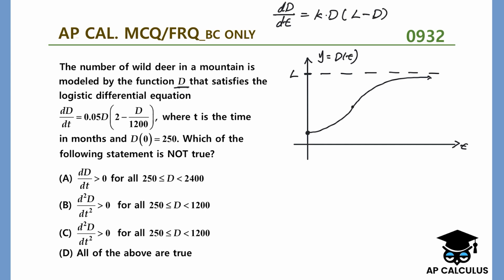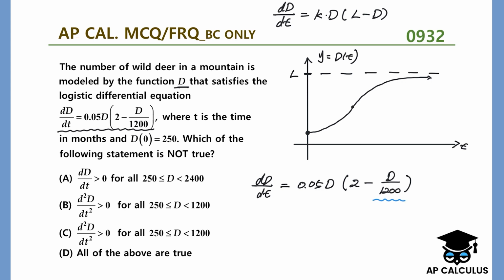Here we have dd/dt equals 0.05 d times (2 minus d over 1200), right? What I'm going to do now is factor 1 over 1200 from this term to make this expression match the logistic form. Since we have d here, I'm going to factor out 1 over 1200.